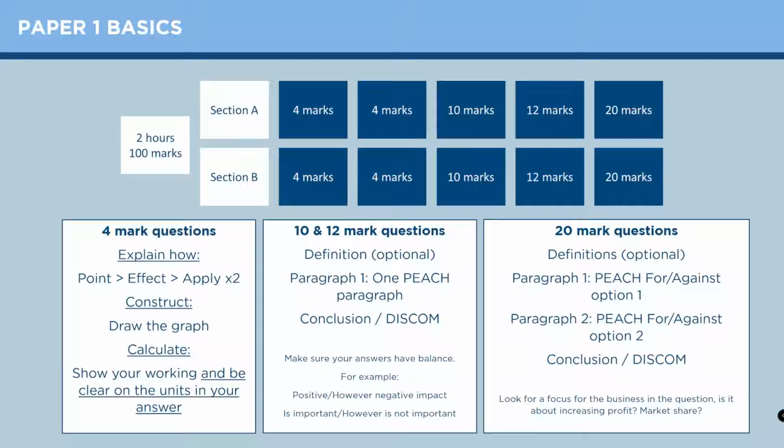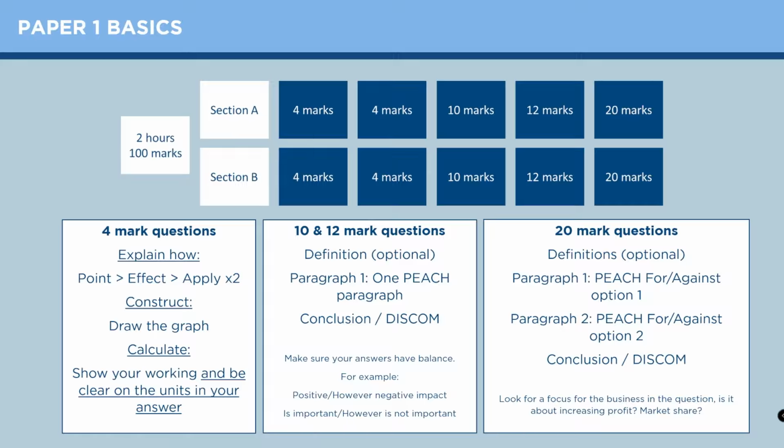If you're wondering what the difference is between a 10 and 12 mark question, you get an extra mark for your analysis and your evaluation in a 12 mark question. However, I don't think that's worth enough to write an entirely second paragraph. I just don't think that's worthwhile. I don't think it's an effective use of your time. And so I would just say write with one each paragraph.